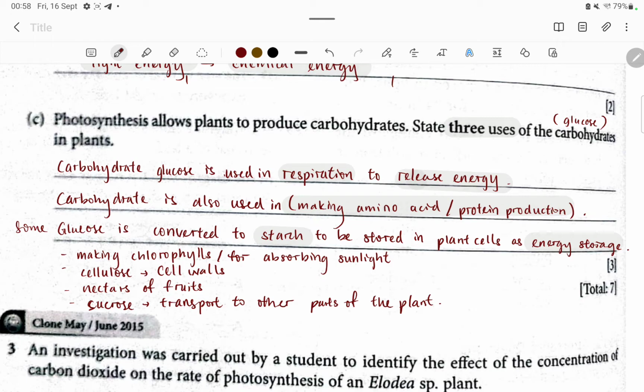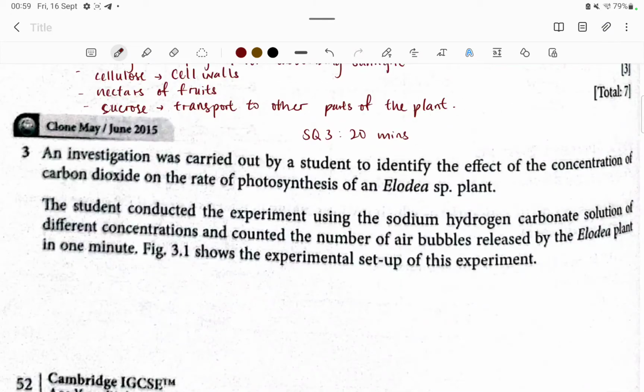Okay, so this one you can jot down first, and then after you jot down this number 3, you should use 20 minutes. And then after that, you just come back to this question. Okay. Number 3. This one is sort of paper 6 question lah.